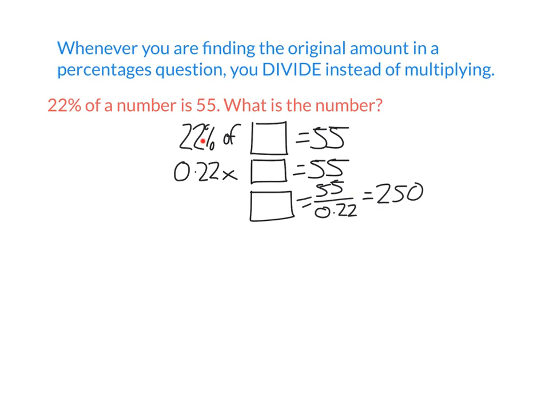That's the answer because if you take 22% of 250, you get 55. So it's okay if you skip these first steps and go straight to this one. We divided quantity by percent this time. On the previous slide, we timesed together, but because we're finding the original amount, we divided.